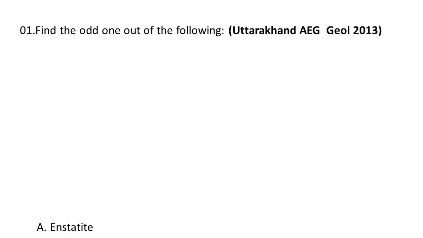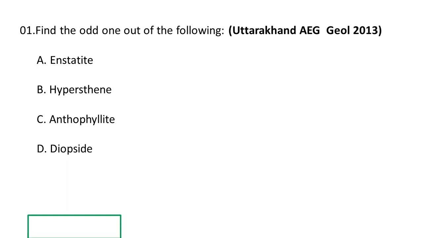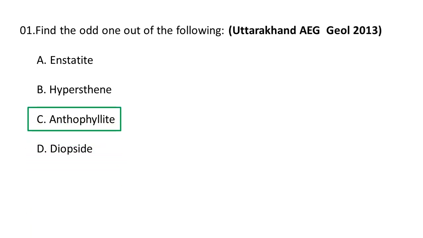Find the odd one out of the following. The choices given are A. enstatite, B. hypersthene, C. anthophyllite and D. diopside. So the correct option is C, anthophyllite, because enstatite, hypersthene, diopside all belong to pyroxenes, whereas anthophyllite is an orthorhombic amphibole. So that's why it is the odd one out. C is the correct option.